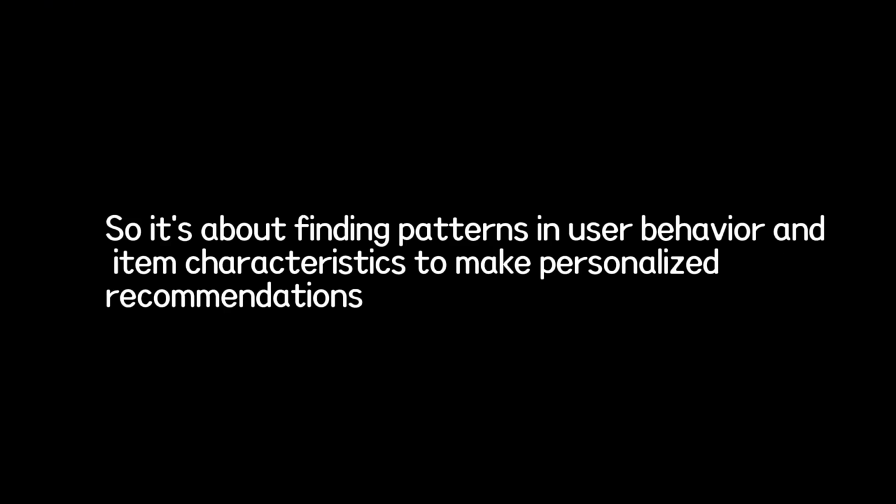Exactly. And there's content-based filtering, which focuses on the characteristics of the items themselves to make recommendations. For example, if you've watched a lot of action movies, the system might recommend other action movies. So it's about finding patterns in user behavior and item characteristics to make personalized recommendations. That's right. Now, what about outlier values?